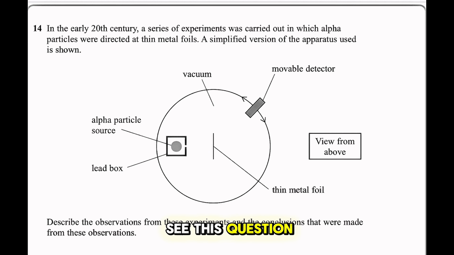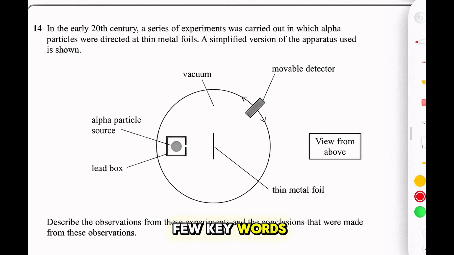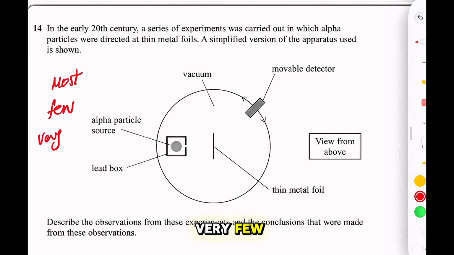When you see this question, it is not easy at all, and some of the students are not able to get 6 out of 6. When you see this question, there are a few keywords. We have most, few, and very few. These words are very important if you are aiming for 6 out of 6. The examiner is asking to describe the observations from these experiments and the conclusions that were made from these observations.